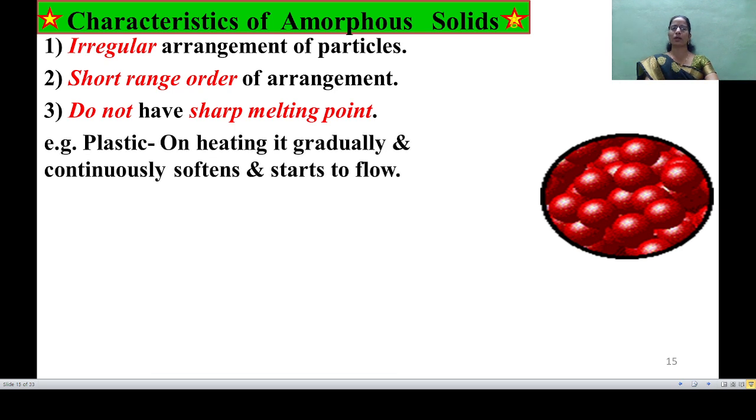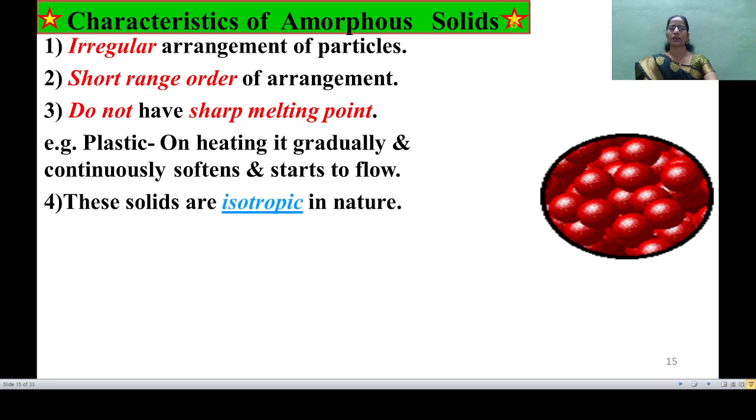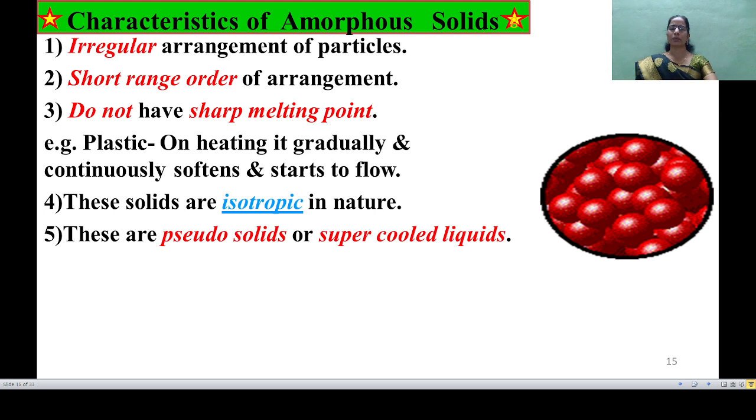See one example, plastic. We know that when plastic is heated, it gradually and continuously softens and starts to flow. That is, you cannot predict its sharp melting point. Okay. Now the fourth property of amorphous solids is very important, that is, they are isotropic in nature. And the fifth property of amorphous solids is that they are pseudo-solids or supercooled liquids.